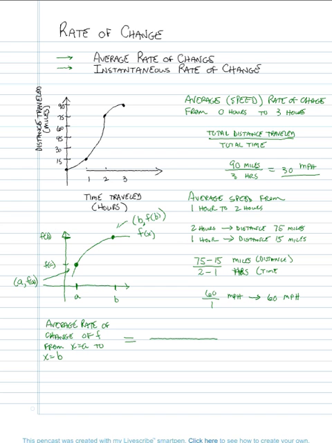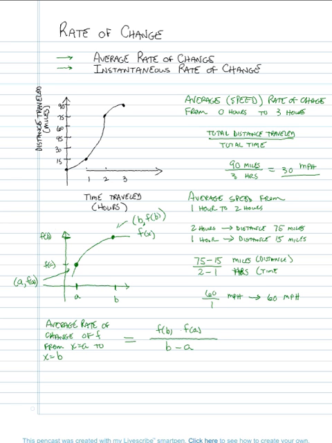We take the ending y value. In this case, it happens to be bigger, but the ending y value. So we're going from a to b, and so b is the ending x value, so f of b is the ending y value. So it would be f of b subtract the beginning y value, f of a. And we would divide that by the amount of change in x. And so the amount of change in x is the last b value subtract the first b value.